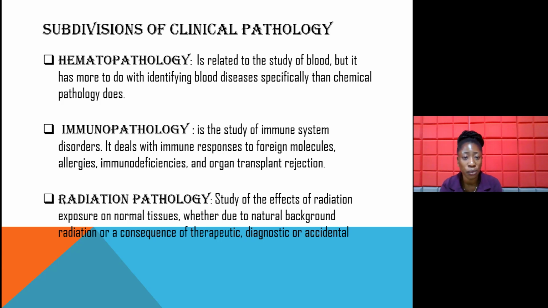So from the word hematopathology, when you hear the word hema, you know that hema has to do with blood. Hemo, it has to do with blood. So as nurses, we know that when we hear the word hema, that has to do with blood. So hematopathology is related to the study of blood, or it has more to do with identifying blood diseases specifically than chemical pathology. So it's related to the study of blood, but it has to do with identifying blood diseases.